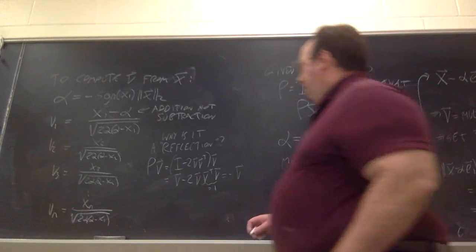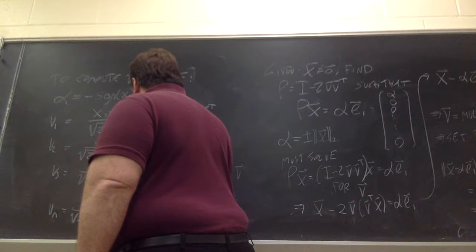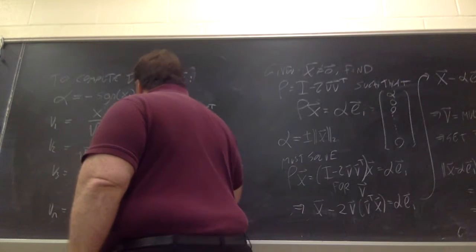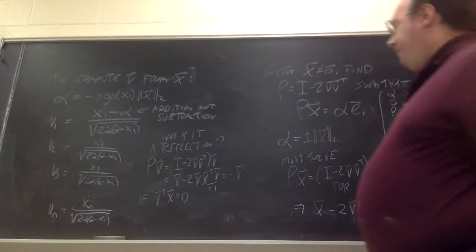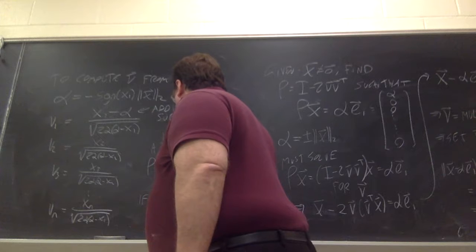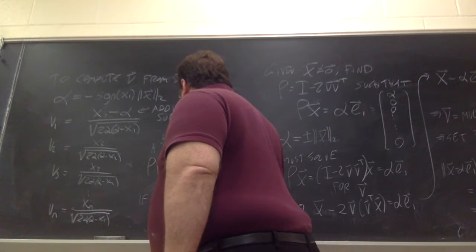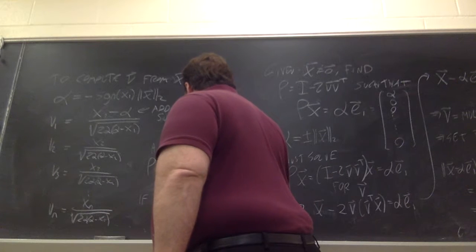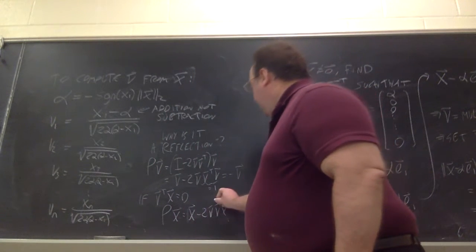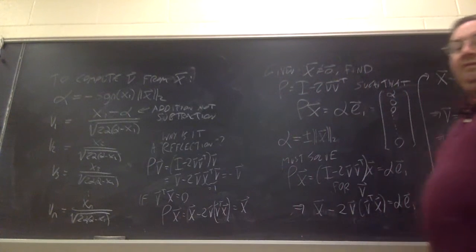But now, suppose I have a vector x that is orthogonal to v. Then Px is going to be x minus 2v v transpose x. But that's 0. So we just get x.